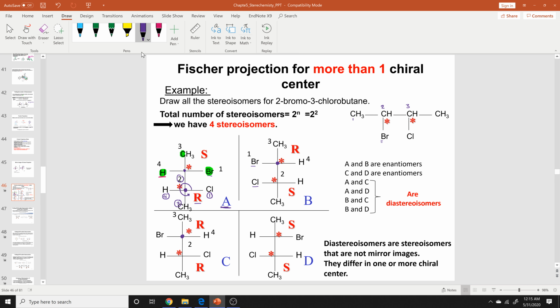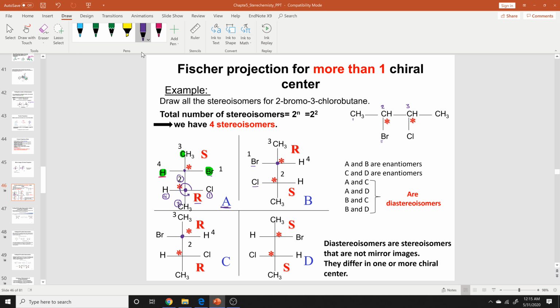Now let's define the term diastereoisomer. We know that A and B are a pair of enantiomers. C and D are a pair of enantiomers. But what about BC? What about AD? What about BD? What about AC? What are those? Those differ in one chiral center, not in both. Enantiomers have to differ in both chiral centers. So see, both chiral centers are different in configuration.